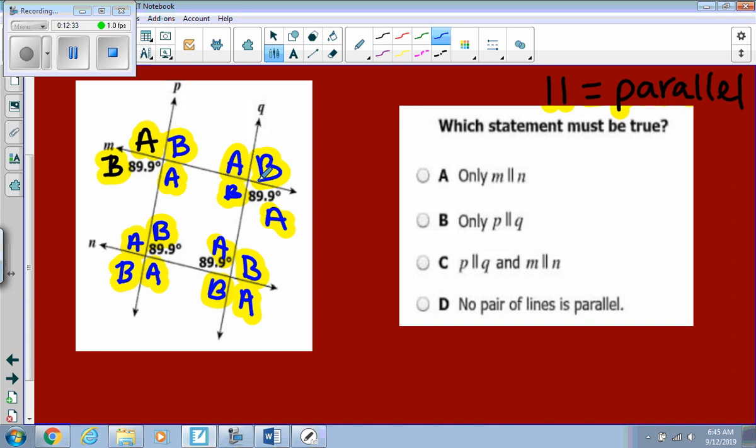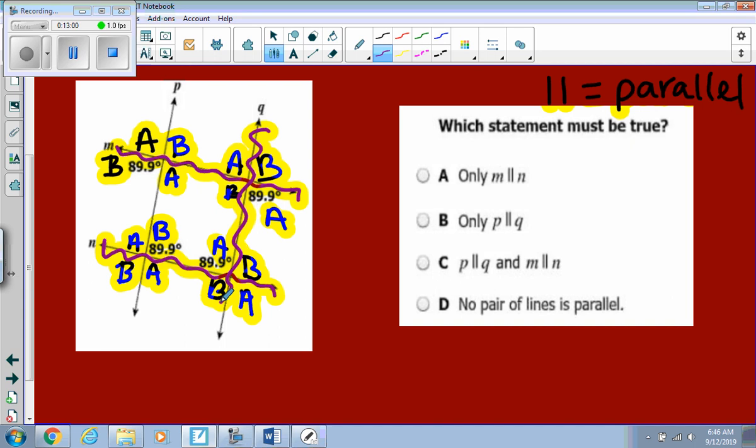The first one says to prove M parallel to N. So I'm going to take M and N. So here's M, here's N. And I'm going to pick some sort of transversal. It can be P or it could be Q. It does not matter which one you pick. I'm going to pick Q. So I'm only looking at the right half of this picture.